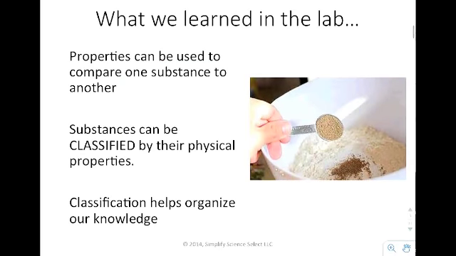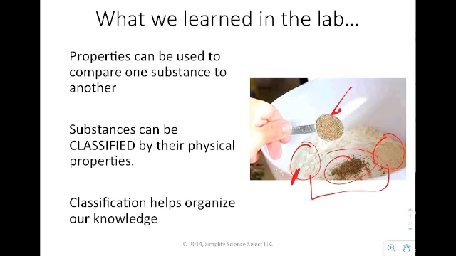So now, what we learned in the lab. We learned in the lab that properties can be used to compare one substance to another. You can differentiate between what this substance is, what this substance is, and what this substance is based on the physical properties. Okay, you can look at this one and say it's pretty granular and this is more of a paste. You can say color is a differentiation, but we said that substances can be classified based on their physical properties. And this classification helps us organize our knowledge and talk a little bit more about what the substances are.